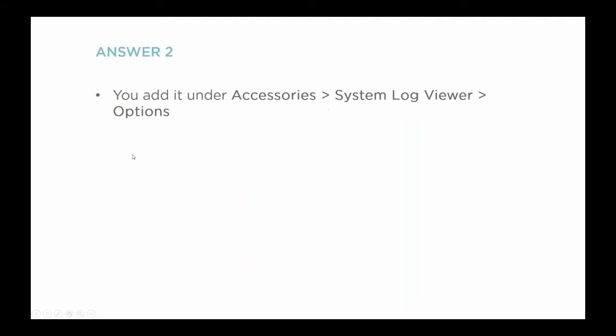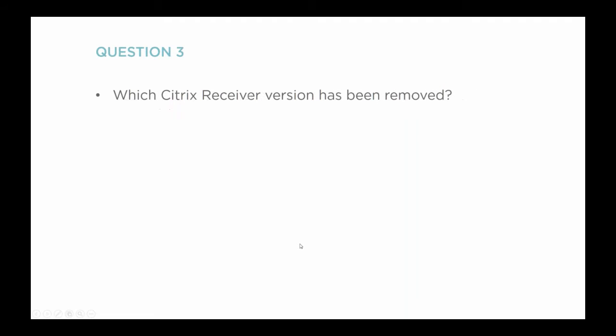Impressive. Here's another one. You added under, this is of course the setup path, accessories, system log viewer, options. And which Citrix Receiver version had to go?